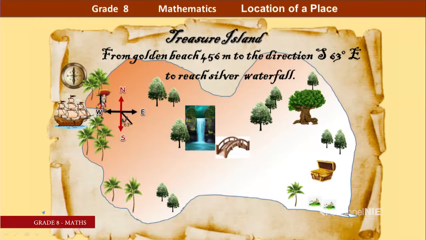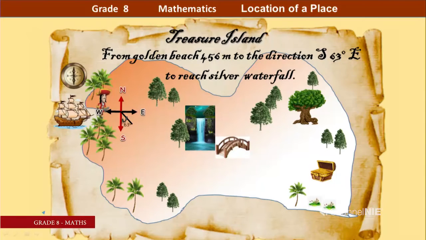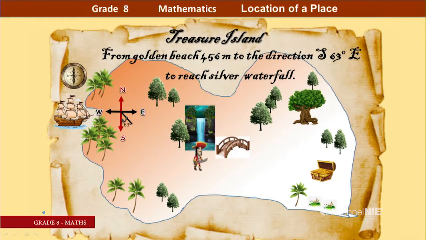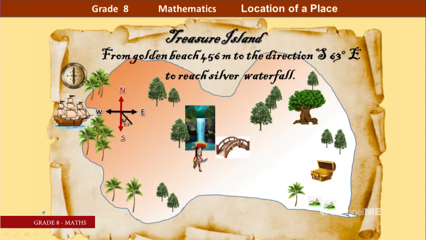So, if he didn't make the angle very accurate, could he reach the Silver Waterfall? No, he will be lost. So, he is going to follow the steps very accurately with the correct angle and the correct distance. We will see whether he goes to Silver Waterfall. There he goes. Now he is at Silver Waterfall. Now what? He should find the sparkling tree. We will see whether he could.